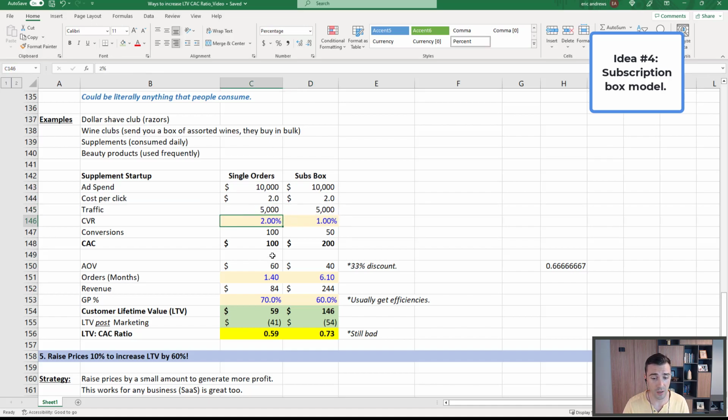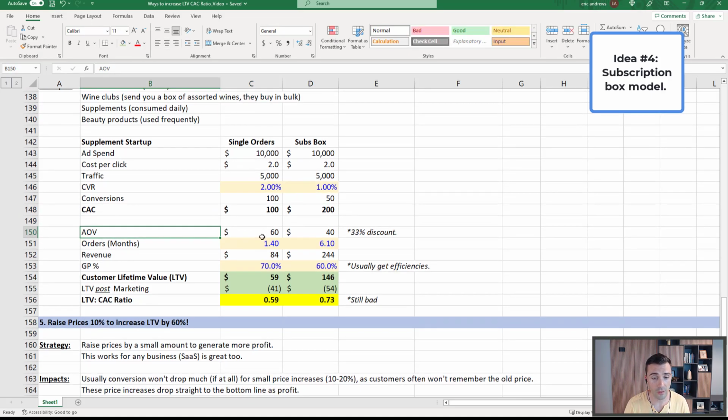First off, they spend $10,000 in either scenario, $2 a click, 5,000 people coming to the website. The conversion rate on the single orders is 2%, but when you build a website and the front end just has subscription options, the conversion rate drops to 1%. And to be totally honest, it could be even much lower than that. So the impact here is that you have 100 conversions compared to 50 with the subscription box. So that's $100 CPA versus $200.